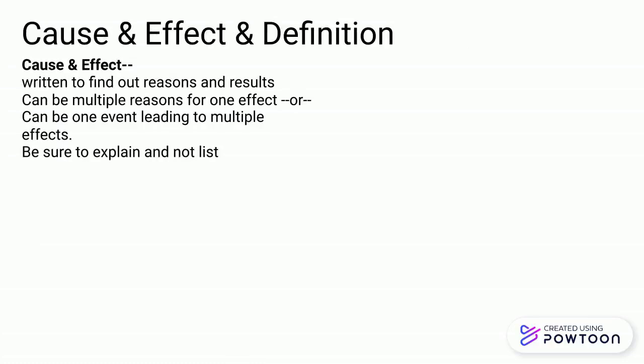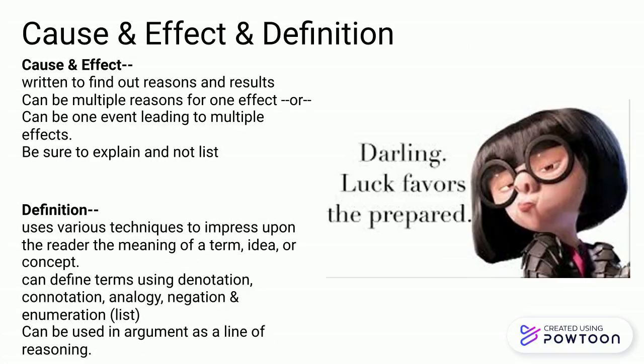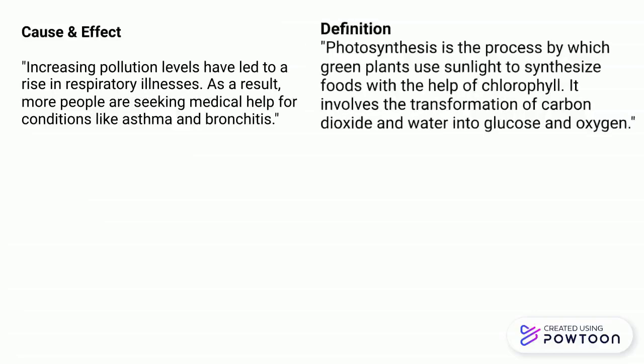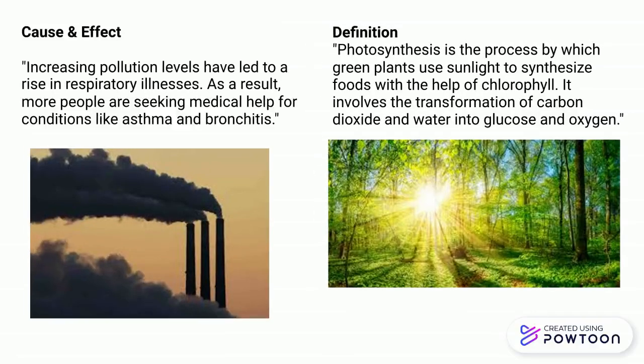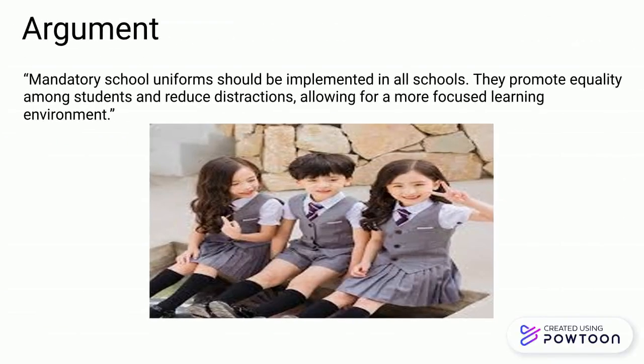Next, we have cause and effect and definition. Cause and effect, we're thinking about reasons and results, and we may have multiple reasons and one effect, or one reason with multiple effects. For definition, we want to impress upon the reader the meaning of a term. And I will always say in argument, you want to always define your terms. So here are our examples for those. We have pollution is the cause, and the effect is respiratory illnesses. And for definition, we're getting into the concrete meaning of what photosynthesis is.